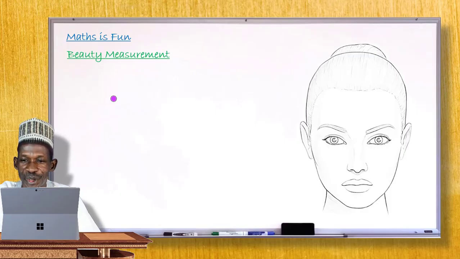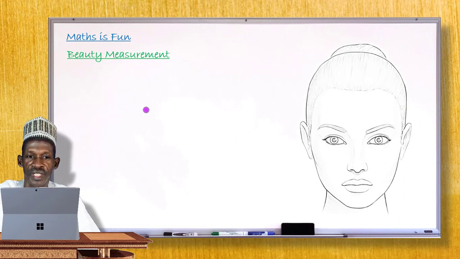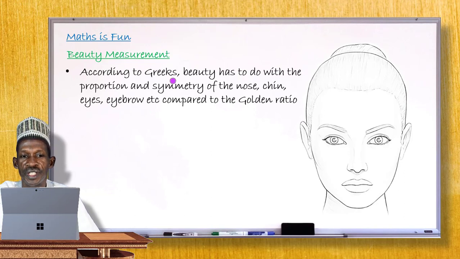So let me take you through the use of mathematics to measure the beauty of a face. I will use these drawings of this very face as a typical example of a face. According to the Greeks, mathematics, that is, beauty has to do with the proportion and the symmetry of the nose, the eye, the eyebrow, the lips, and so on.